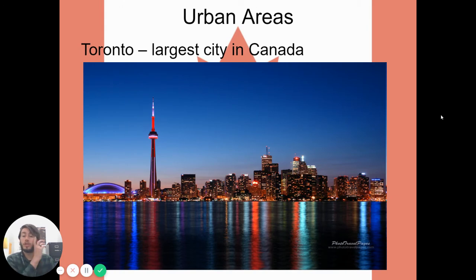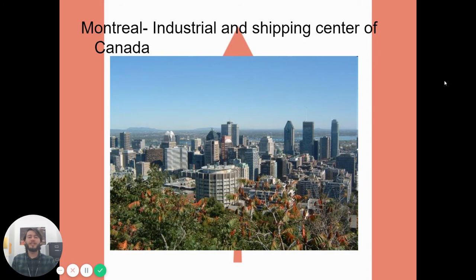Okay, so urban areas. Toronto is the largest city in Canada. Its nickname is the Six. I'm sure you guys know that because of Drake, right? Running through the Six. The reason it's called that is because the area code of Toronto is the number 6. So yeah. Okay, Montreal, it's the industrial and shipping center of Canada.